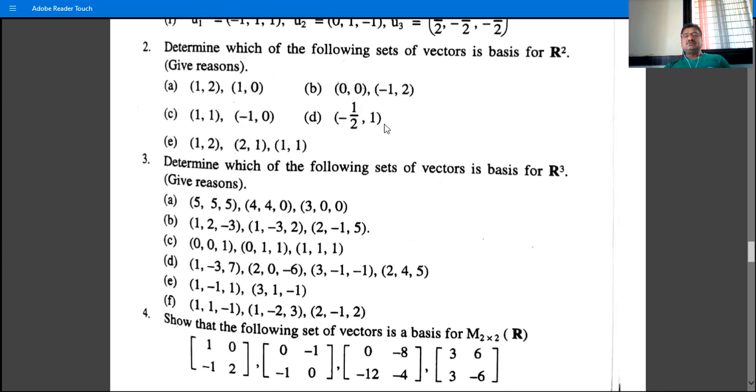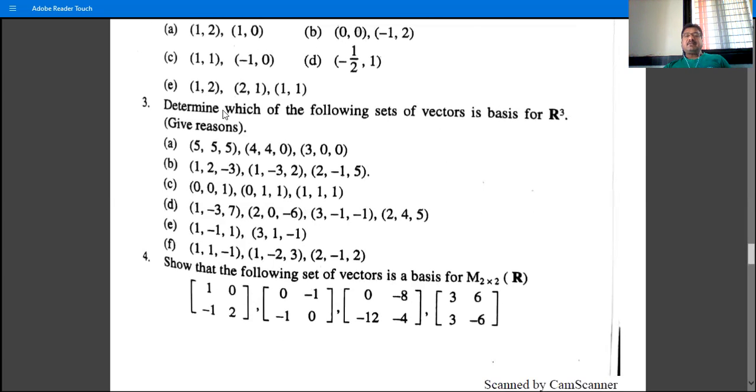This set containing only one element from R2 is again not a basis for R2, because the dimension of R2 is 2, and so a set containing only one element or three elements is not a basis. If the set contains more than two elements or less than two elements from R2, then it is not a basis. So the set containing this single element is not a basis, and the set containing these three elements is not a basis.